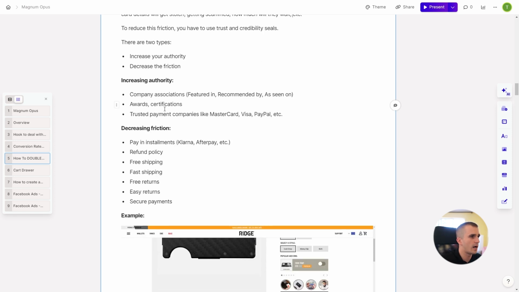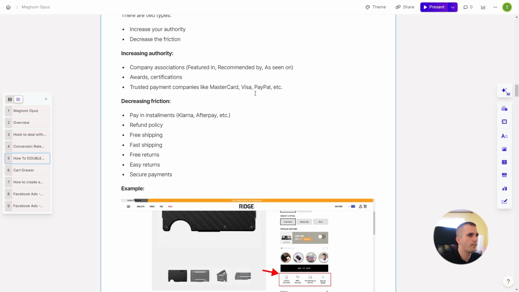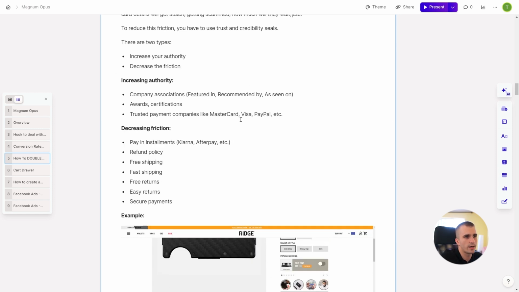The next ones are the awards and certifications. Needless to say, it's just like the above. Then there are stores that tested and saw an increase in conversion rate when they placed trusted payment companies like MasterCard, Visa, and PayPal, usually placed just below the add to cart.